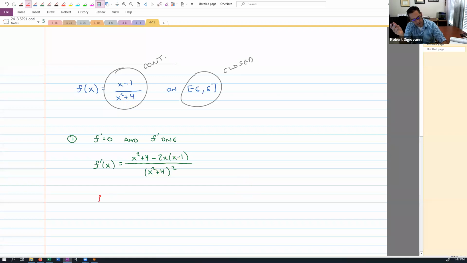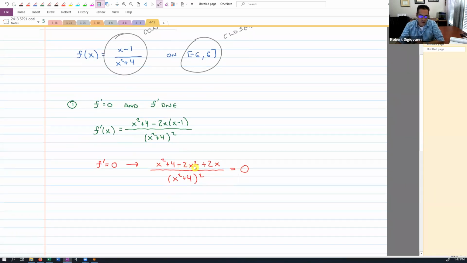And I've been telling you about this for a while, that the day is going to come where we have to do something with this. So now what I'm going to do is take x squared plus 4 minus 2x squared plus 2x over x squared plus 4 squared and set it equal to 0. Okay, so all I did here is I distributed the negative 2x through. And that gave me negative 2x squared and then plus 2x.